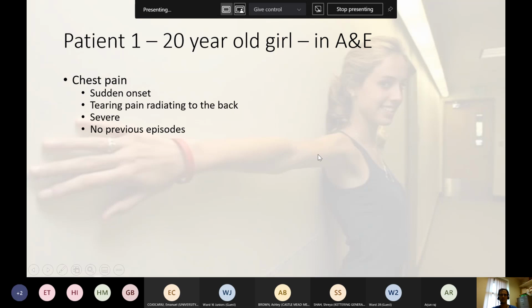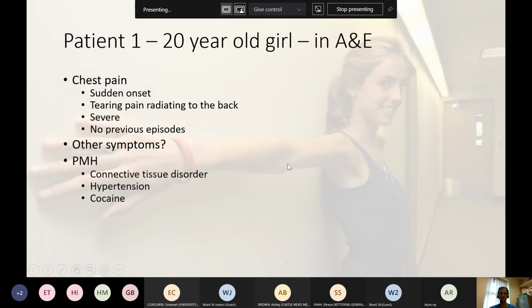Other symptoms that you could ask for, we've covered lots of things about the radiation. We've covered lots of things about the cocaine. You certainly could think about symptoms of breathlessness, but there wouldn't be that much else that you would expect to be going along with this. You would get things like the diaphoresis and sweating that you can get with acute coronary syndrome.